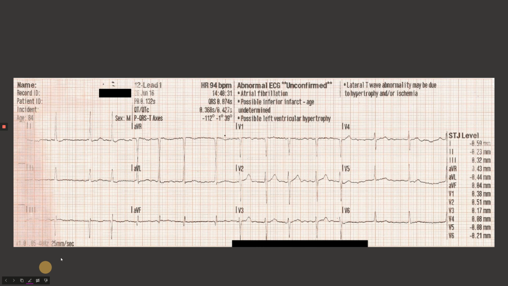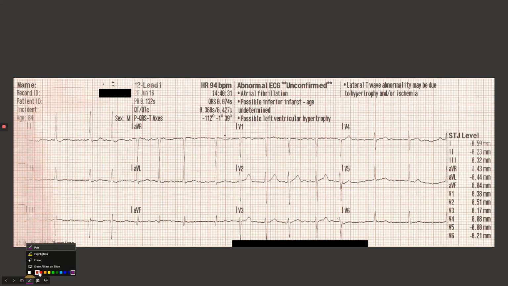Now let's take a look at this one. Again, developing that technique, developing that pattern, I'm looking through here. I've established the rhythm to be AFib, and I'm scanning the isoelectric line in each lead for any kind of ST elevation or depression. And if you scan here really quick, you don't really see any ST elevation or depression. So that's good. That's nice, right?